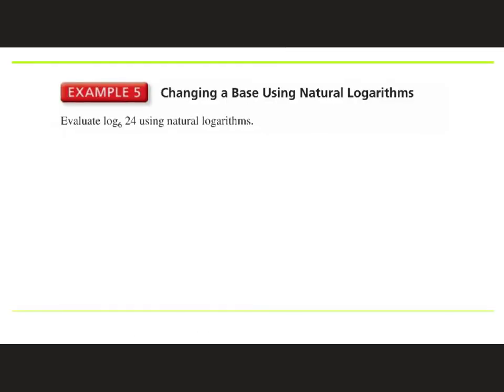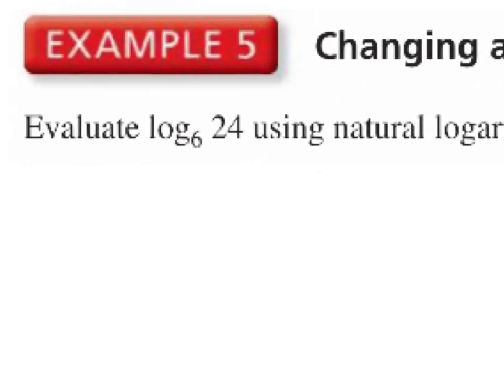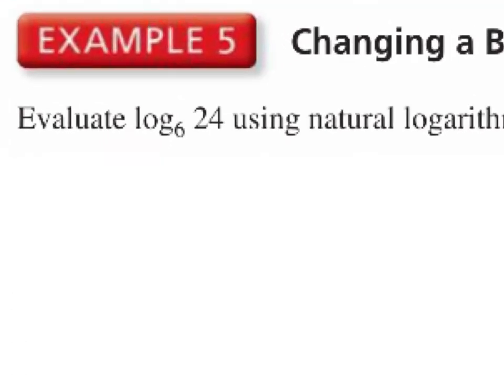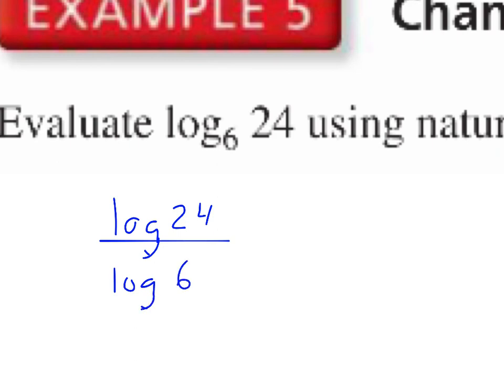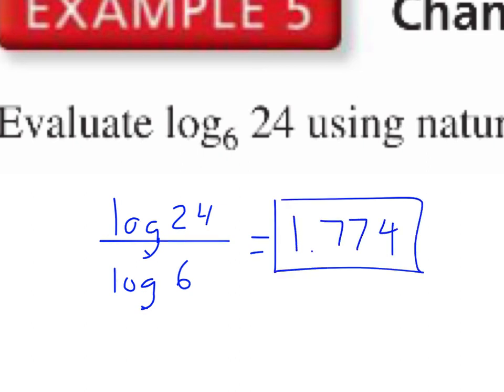All right. Again, we're doing the same thing. Evaluate using natural logarithms. What goes on top? So the log of 24 over, what goes on the bottom? Log of 6. Then we just put this into our calculator. Awesome. 1.774. Perfect.